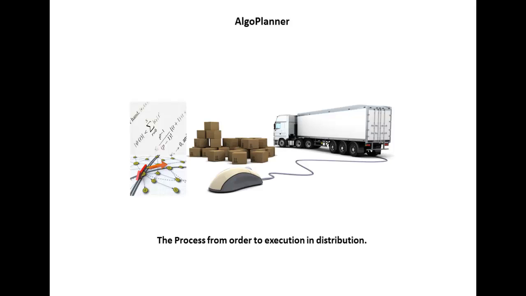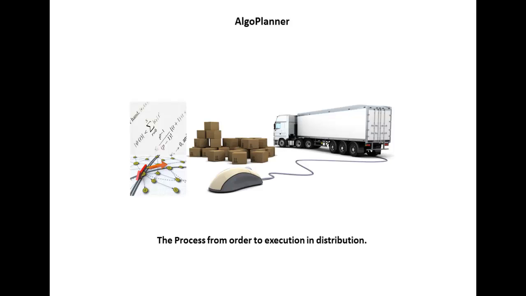During the next 4.5 minutes, we will explain why and how you will save from 5 to 15% on your direct cost on fuel and labor. As the name suggests, AlgoPlanner plans by making use of algorithms, in fact, very advanced algorithms.